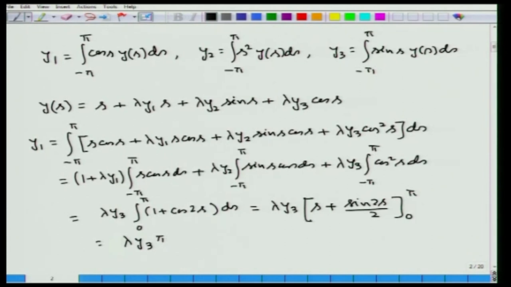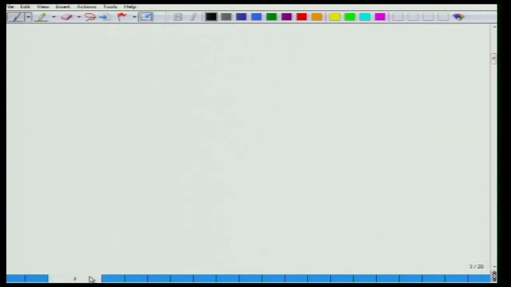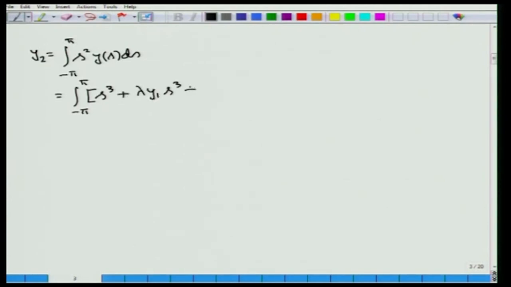So, for the first part, and then for the second expression y 2, this is equal to integral minus pi to plus pi s square y s d s, and this is equal to integral minus pi to plus pi, substituting the expression for y s, we can find this is s cube plus lambda y 1 s cube plus lambda y 2 s square sin s plus lambda y 3 s square cosine s d s.